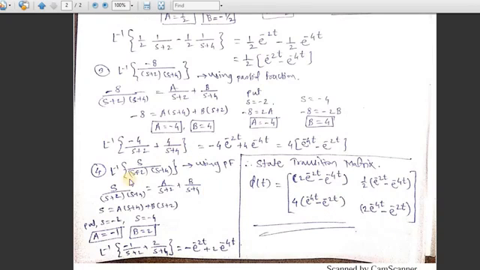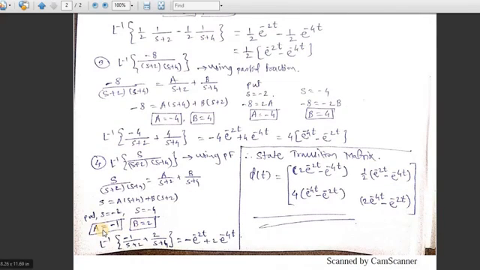Likewise, we have to find out the Laplace inverse of the fourth element. Again, we use partial fractions to solve it. If I put s equals minus 2 and s equals minus 4, we can get A will be minus 1 and B will be 2. Putting them in the equation, its Laplace inverse will be minus e^(-2t) plus 2e^(-4t).